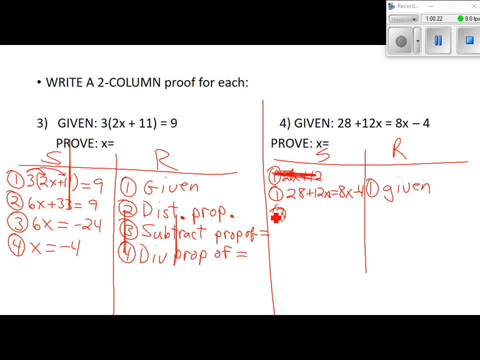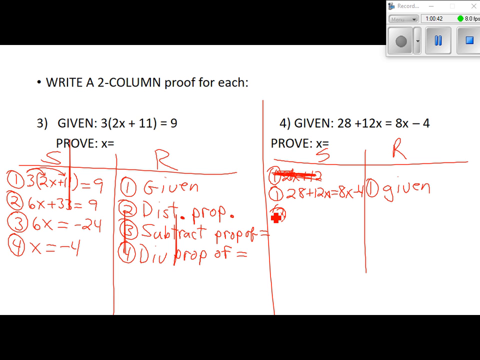Which one? 8. It doesn't matter which way you go, but normally your algebra teacher, again, told you to take the smaller one to the bigger one. On the other problem that we did a while back, we took the bigger one to the smaller one just because it made it one less step. This time it's going to be easier to take the 8x to the 12x.